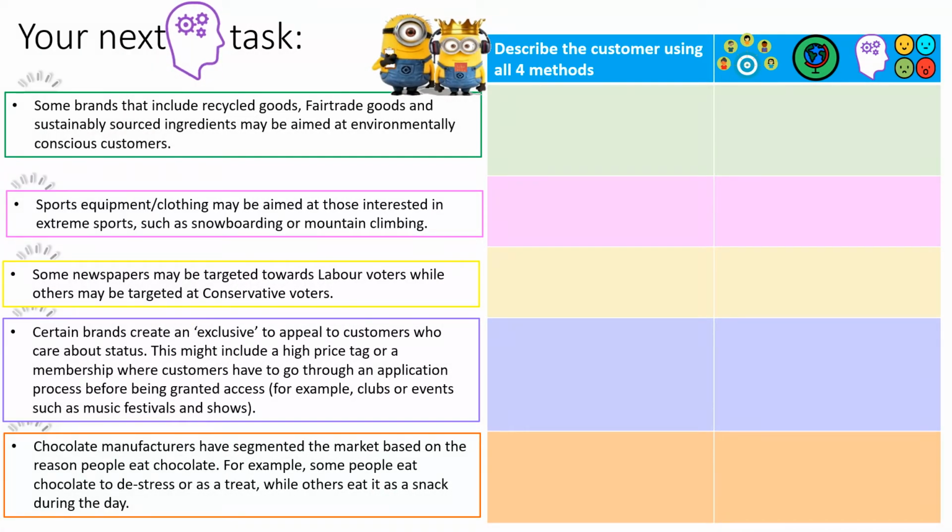Here's your next task. This one is focusing on psychographic, hence the icon that we've got there. Your job is to look at the descriptions on the left-hand side in the colour-coded rectangles, and describe who you think the customer is. You can use the previous information to do that first bit, but afterwards, your job is to look at what actual method you used.